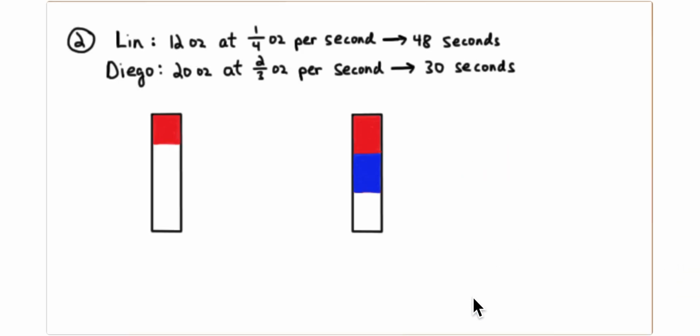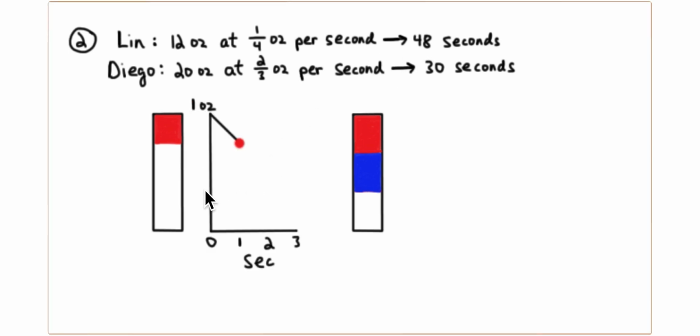All right, so what does the graph then look like? So you're supposed to put together a description of the graph. So let's begin with Lynn's 12 ounces at 1/4 of an ounce per second. Takes her 48 seconds. Diego, 20 ounces at 2/3 of an ounce per second. Takes him 30 seconds. So he drinks a larger amount faster than Lynn drinks a smaller amount slower.